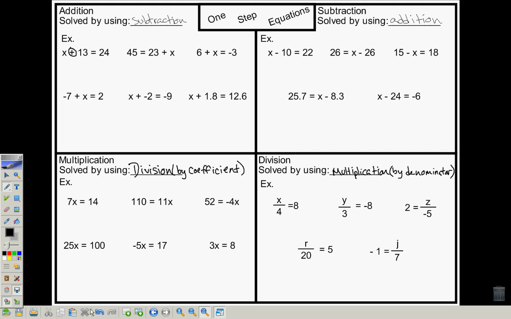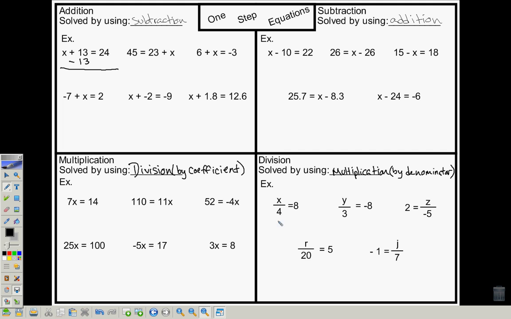That means they look like this: it says x plus 13 equals 24. So it includes an addition sign, but we're actually going to solve it by using subtraction. So the goal here is to isolate x to get it alone, so we need to eliminate this positive 13, and we do so by subtracting 13. We need to bring in a negative 13 or subtract 13 from this side of the equation.